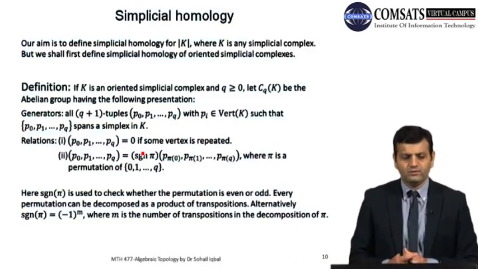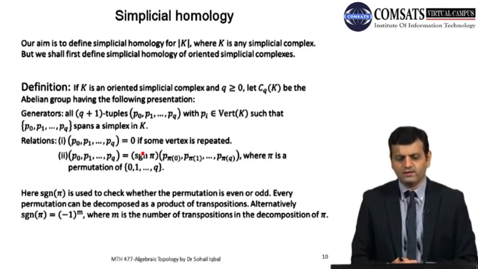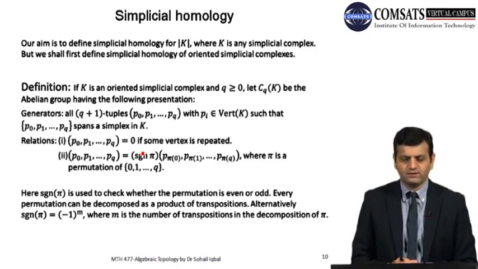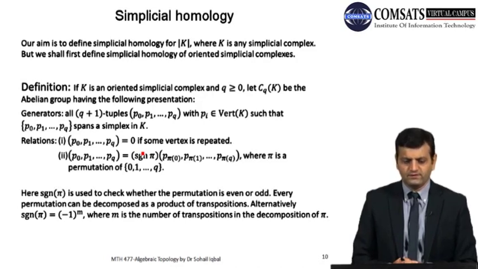Our aim is to define simplicial homology for the underlying space of K, where K is any simplicial complex. But we shall first define simplicial homology of oriented simplicial complexes. So let's see how to define it. Our next definition is important towards calculating the homology groups. If K is an oriented simplicial complex and q is greater than or equal to 0, let C_q(K) be the abelian group having the following presentation.